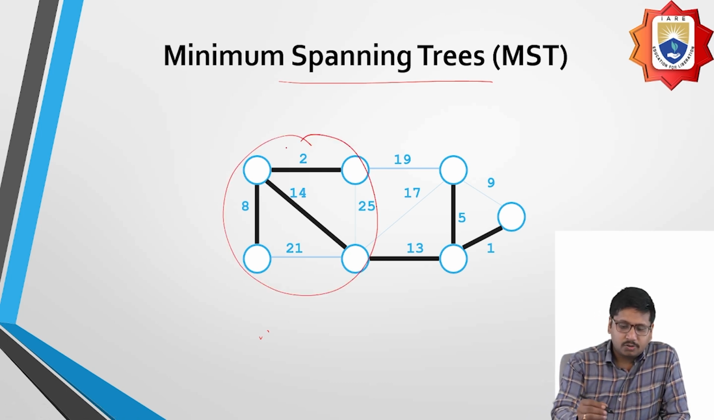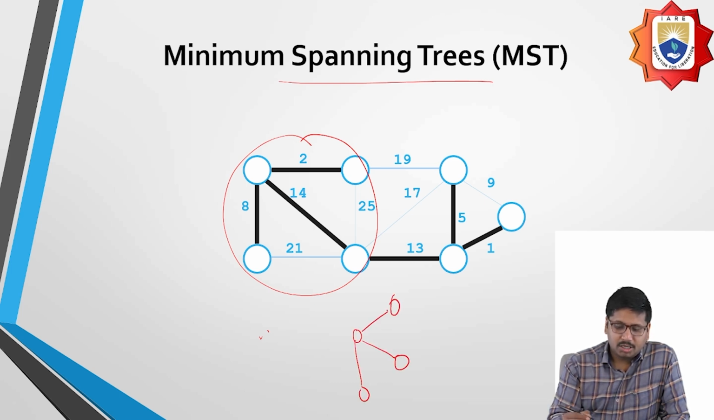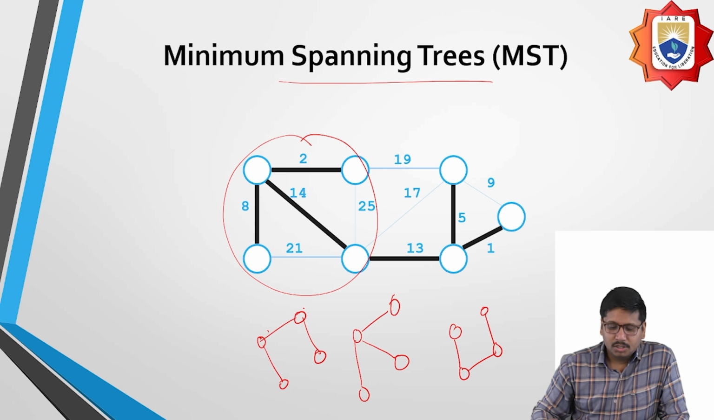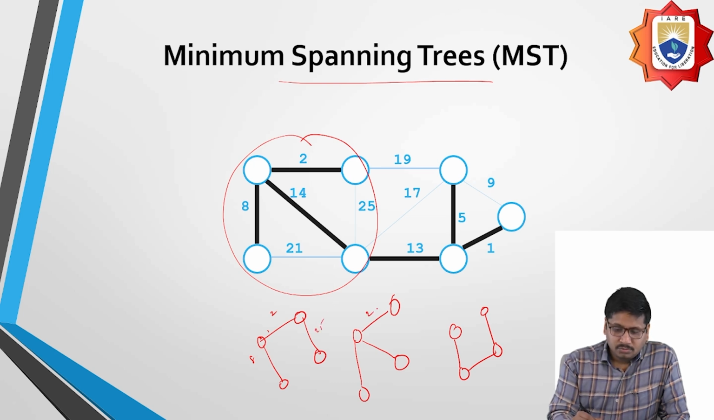So in this case, if I consider these 4 vertices, I can construct a spanning tree like this. This is one spanning tree I'm going to get, or I can also get this kind of spanning tree. I can also get it like this. So different combinations are obtained. Suppose I consider this 2, 8, and then 25, or 8, 21, and then 25.